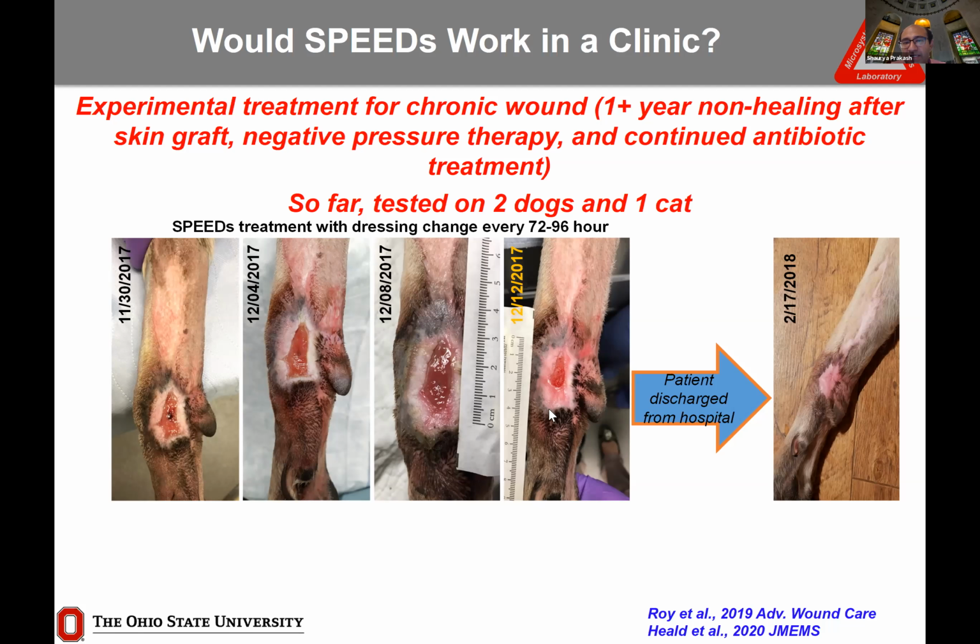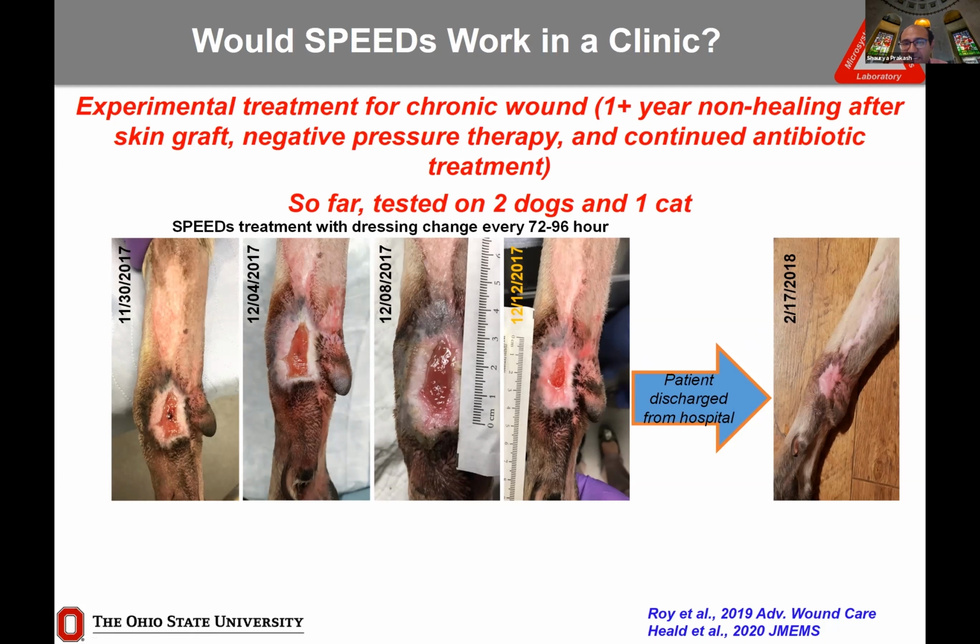So, about 11 days in, when the wound looked like it was healing, this patient was discharged from the hospital, sent back, and they brought back the dog almost 2 months later for the inspection. And you can see the wound is fully healed, and there was hair growth. So, we couldn't track the dog during that 2-month window, but there was no treatment. It was just left open and let it heal on its own. So it does work in the clinic.